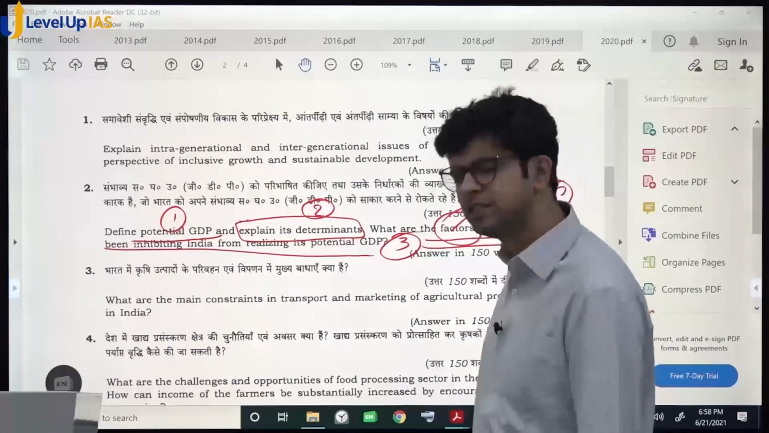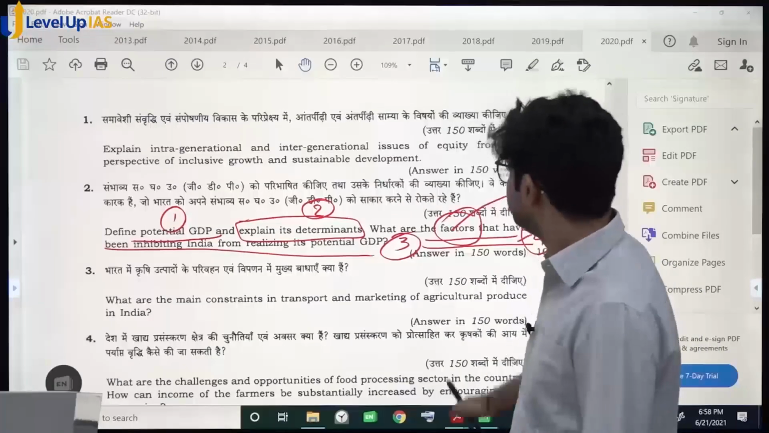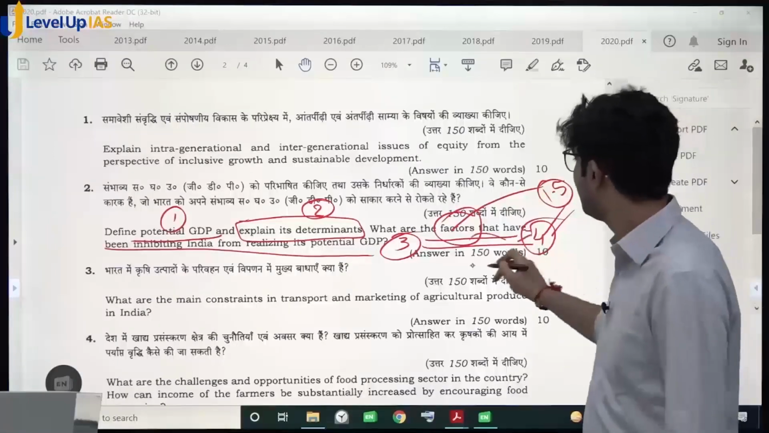Again, this we'll speak about in depth in answer writing. Don't worry about that. But this is one of the easy questions. So many parts and so less words. 150 words में 4 parts.